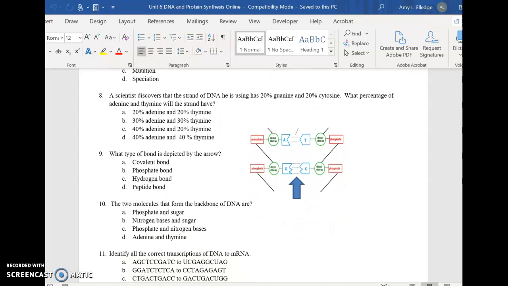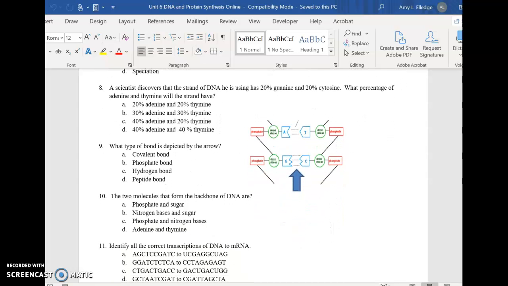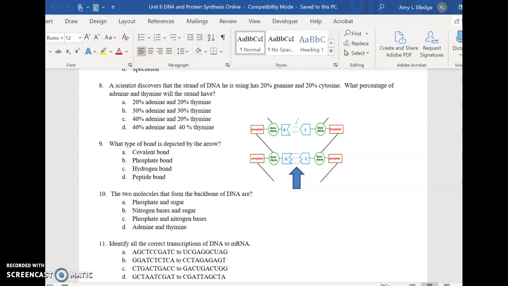Number 8, a scientist discovers that the strand of DNA he is using is 20% guanine and 20% cytosine, which makes sense because they should be equal. They go together. So that means we've already used 40% of our strand. So only 60% is left, and that 60% has to give us both our A's and T's, which Chargaff said have to be equal. So if you have 60% and you've got to have equal amounts, then you're going to have 30 of each. So you should have B, 30% and 30%.